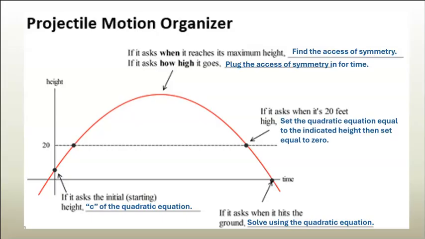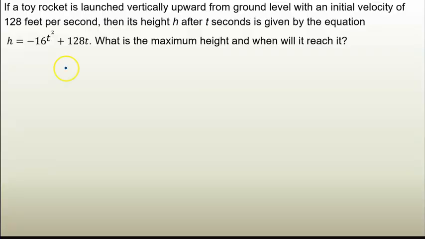So we go back to our projectile motion organizer, and at the highest point, which is the vertex of the quadratic function, it says find the axis of symmetry, then plug the axis of symmetry in for time. So let's take a look at how we're going to do that. In my previous video, I stated that you can find the vertex two ways. One of them is to use the axis of symmetry. The other is to use the quadratic formula.